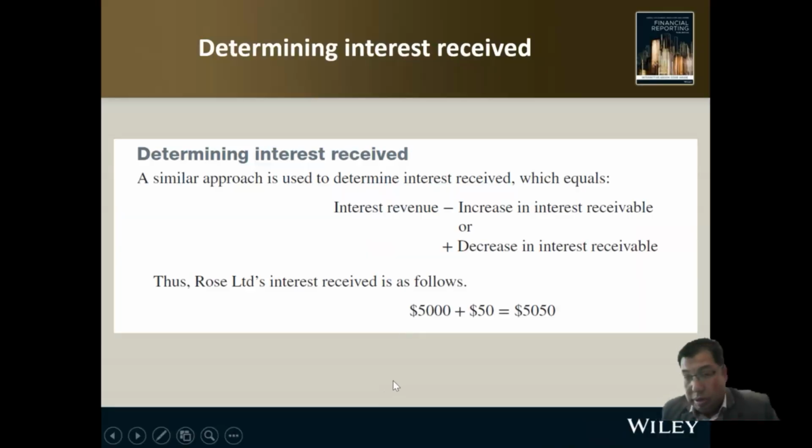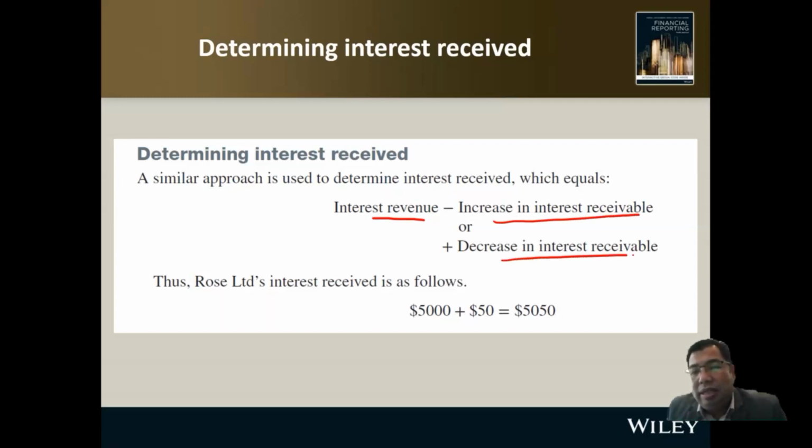The second item that we need to calculate is the interest received. You can use method number one, that is using the T account, or you can use this formula. The interest received is equal to interest revenue minus increase in interest receivable plus decrease in interest receivable. Repeat again: interest received is equal to interest revenue minus increase in receivable or plus decrease in interest receivable.